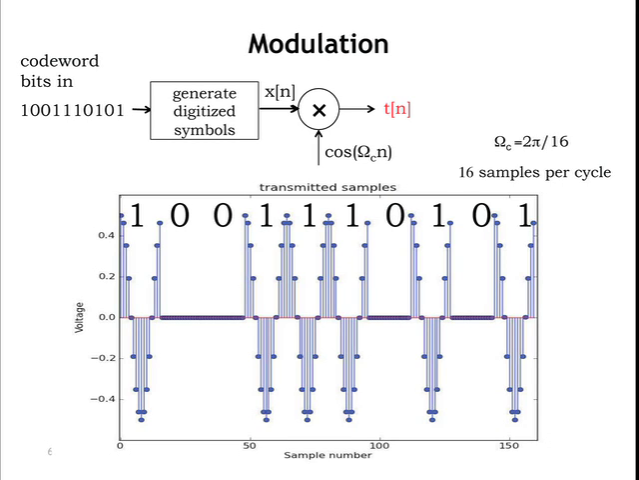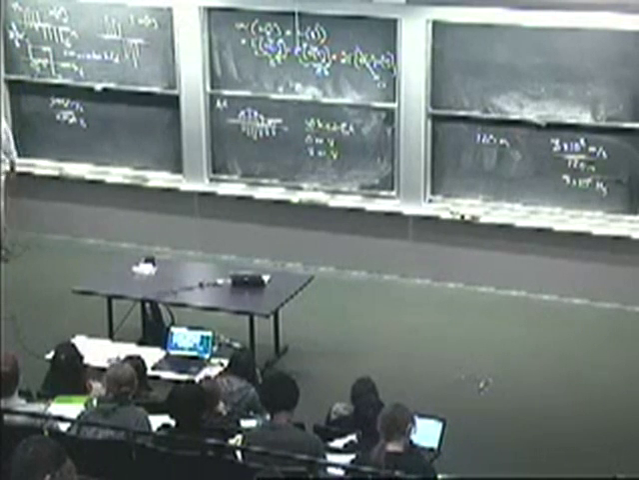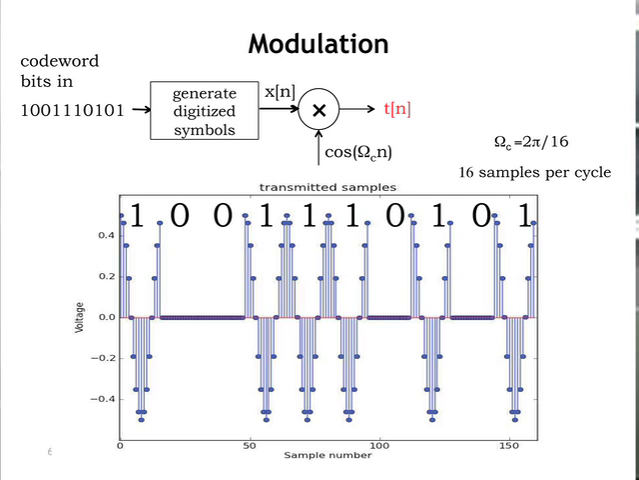OK, so how is this done? Well, for our setting, it's actually quite easy. We've got our digitized symbols coming out here. This is the x of n, something like this if we're doing bipolar signaling. And we're going to multiply it by a cosine. So here's our cosine carrier. We'll use capital omega to denote frequency in these discrete time signals. And I'm using angular frequency, so this is 2 pi times whatever other frequency you're used to thinking in terms of. But this is typical for discrete time signals.